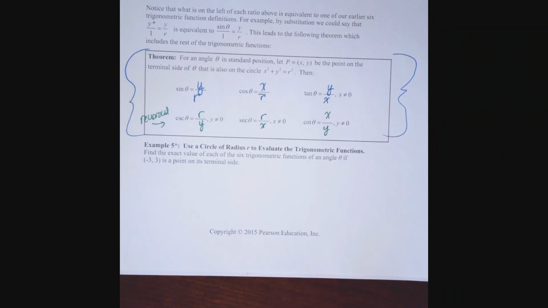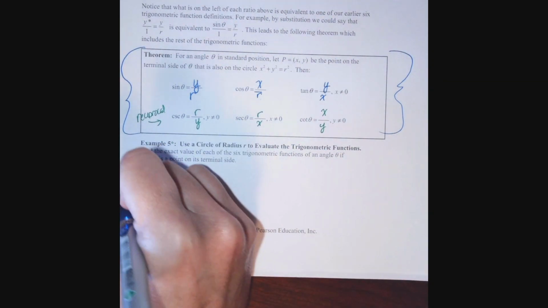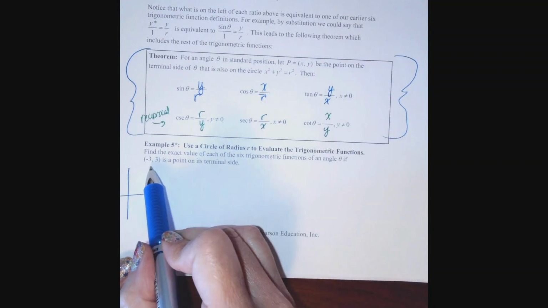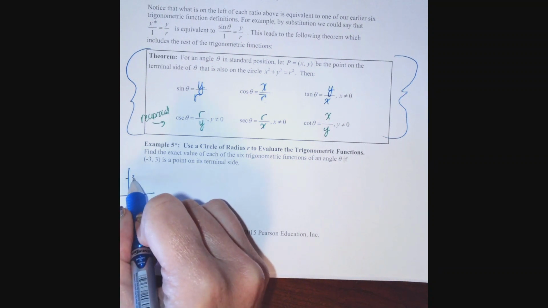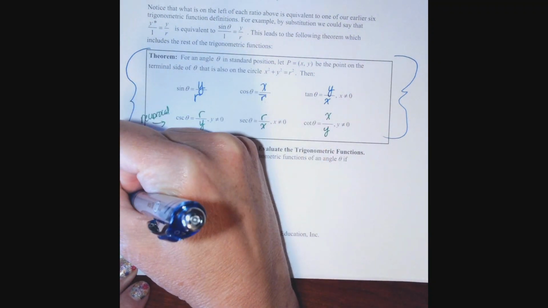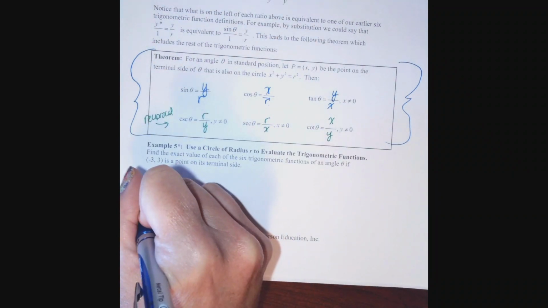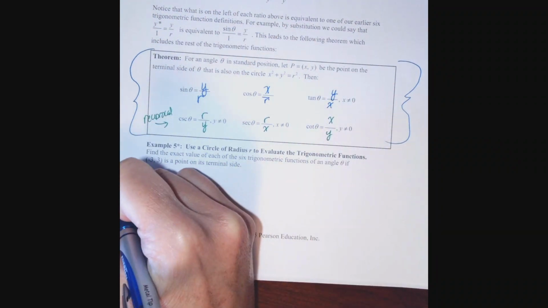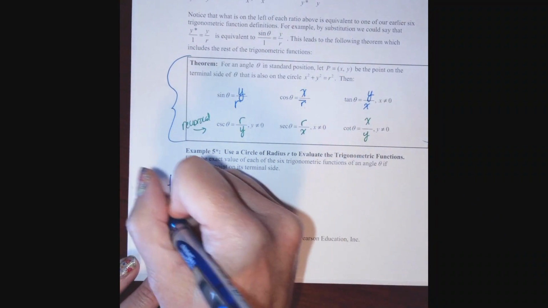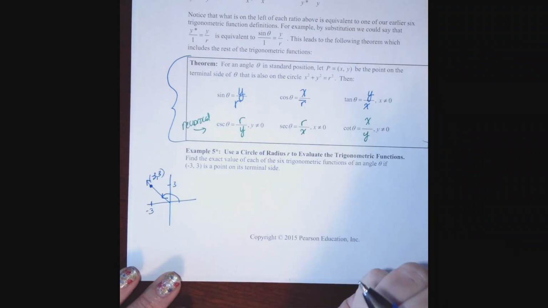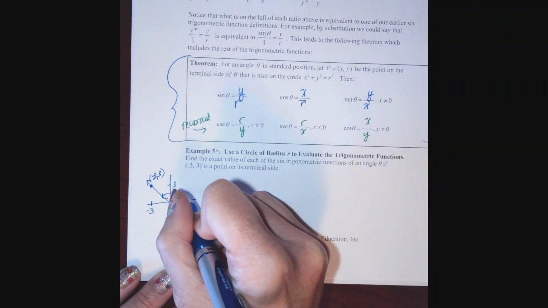Let's do an example of this before we end our video. What if we have an angle whose terminal point is at -3, 3? Let's think about where that would be. If the coordinates are -3, 3, that means my x-coordinate is -3 and my y-coordinate is +3. That means my angle theta is going to terminate in quadrant 2, and I have a point on that angle that falls at the coordinates -3, +3. This is angle theta.